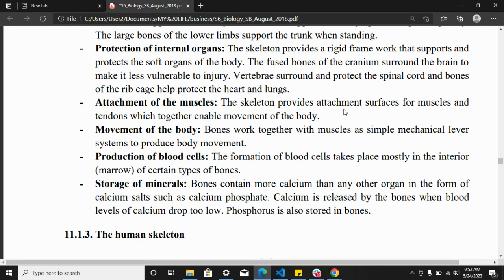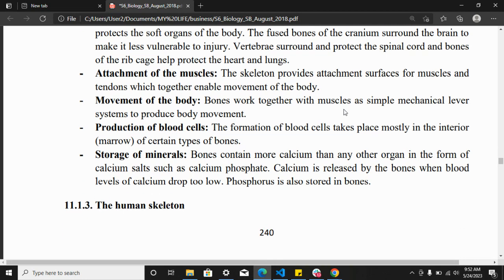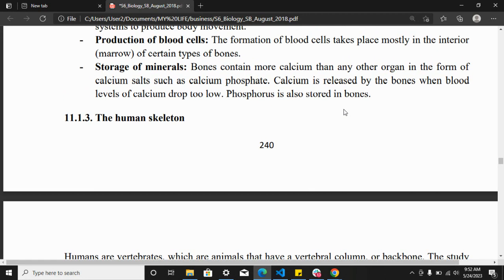Ibyo twabivuzeho, the production of blood cells muri bone marrow, ariho muri interior part of the bone habaho production y'ama cells yose agize umubiri. Another thing rero, it's about the storage of minerals. Actually the bones are able to store minerals. Nk'urugero calcium, sibyo, bones contain more calcium than any other organ in the form of calcium salts such as calcium phosphate. Calcium rero is released by the bones when blood levels of calcium drop too low. Ikindi rero, phosphorus is also stored in bones. Vango calcium ndetse na phosphore cyangwa se phosphorus byose biba stored cyangwa se bibikwa mu magufwa.